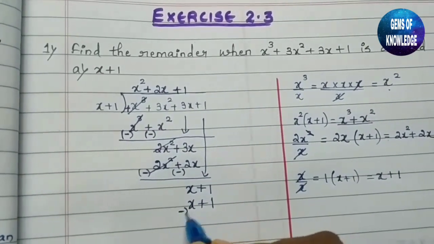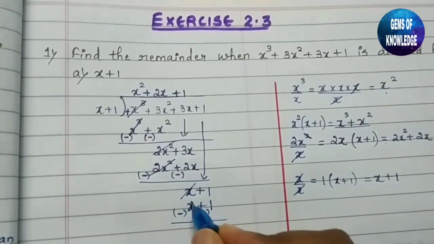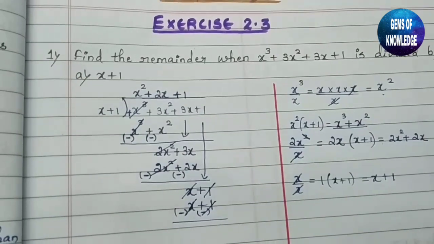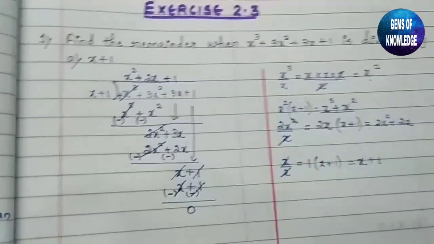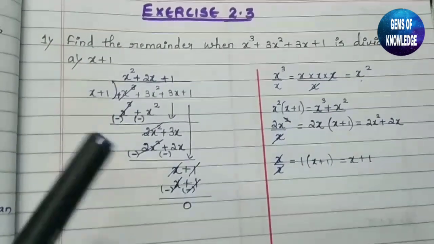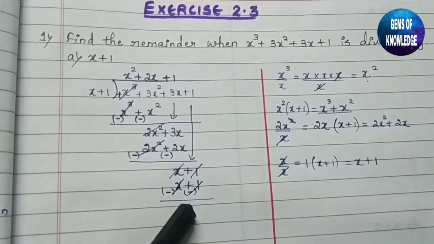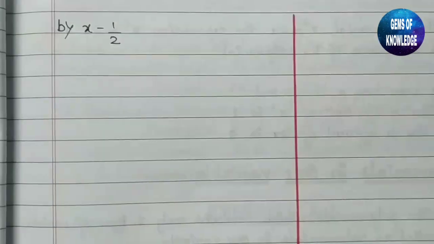So this is minus and this is also minus, so you are getting plus and minus is cancelled. Here also plus 1 and minus 1 will be cancelled. You are left with 0. So this is nothing but the solution of the remainder theorem. So you are getting the 0 answer. Okay, so let's move on to the second one.